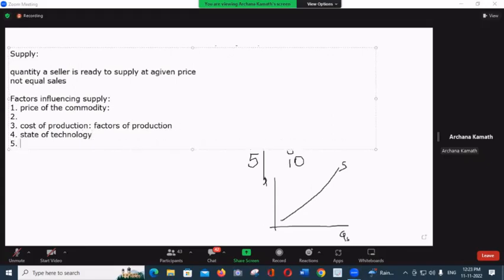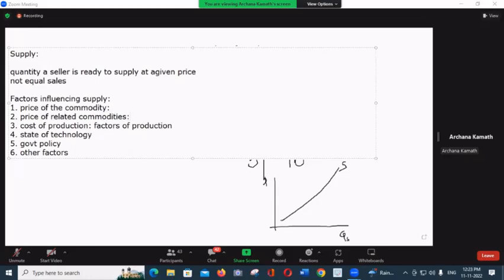Okay, cost, then government policy, government regulation. Other factors, as we said, the COVID pandemic is the best example, seasonal changes are the best example, price of related commodities.